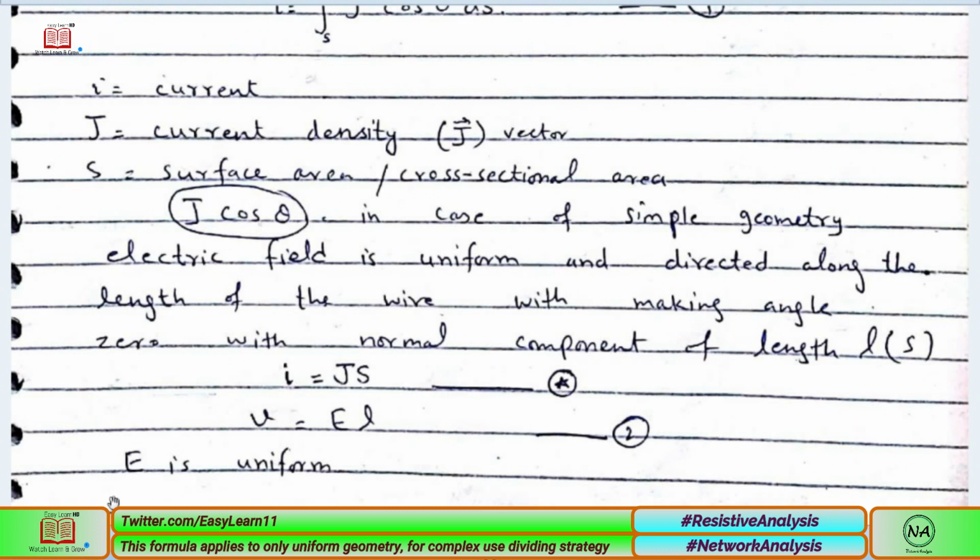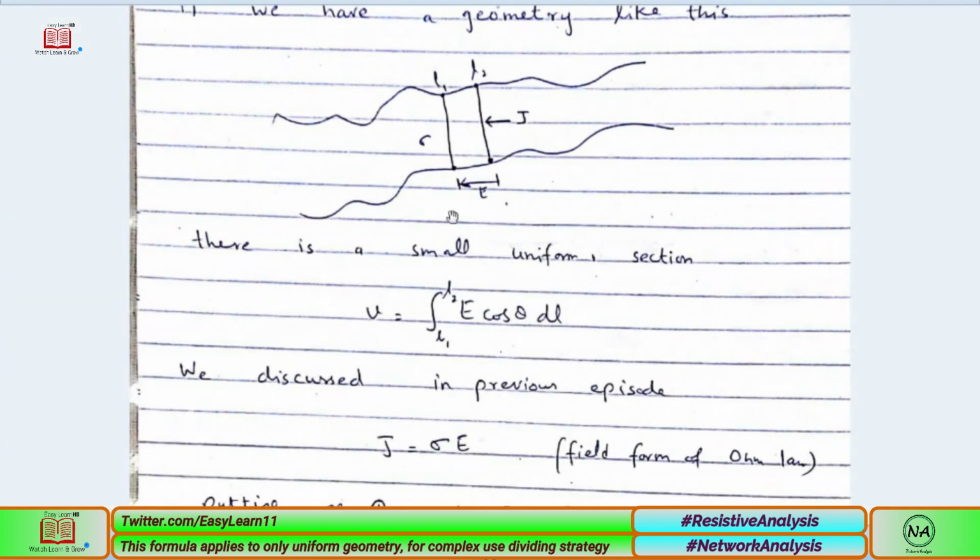So what does it mean? Here it means that the voltage is equal to the electric field multiplied by the length L, and remember that we are only using it where the length is constant.